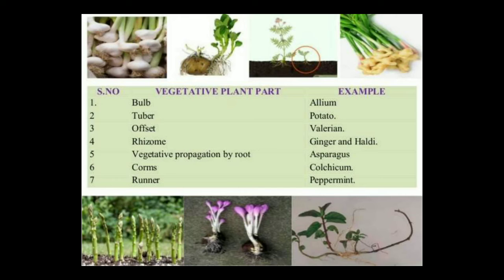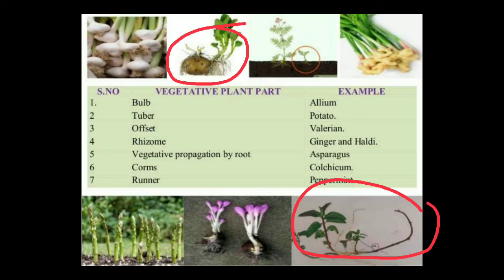Amongst this particular picture you can see, it is the runner picture. This is a potato. So, it is a tuber. See, these are the bulbs. This is the asparagus. Fine. So, I hope it is clear to you what I am trying to tell via this particular slide.